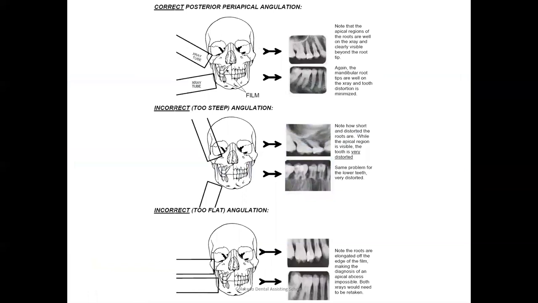This is showing you the angles. So correct, incorrect, and then too flat, incorrect. So we definitely want to pay attention to the angulation. You can see here on these x-rays when they develop how they look pretty funky after they're taken incorrectly.